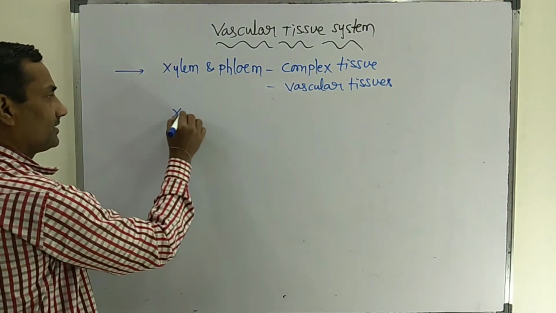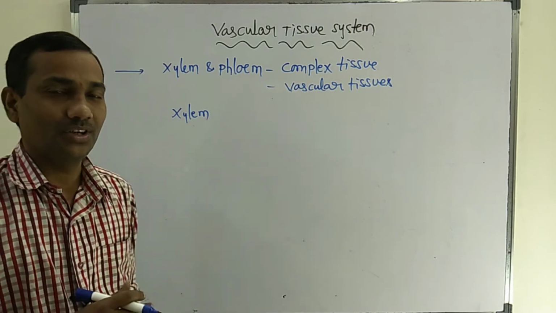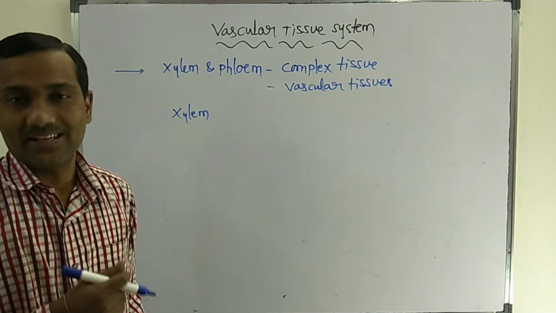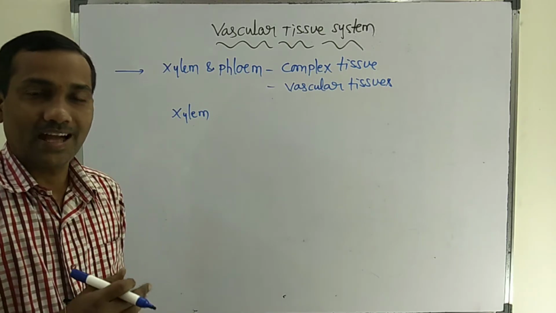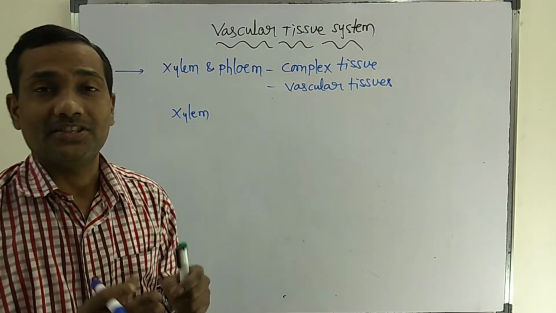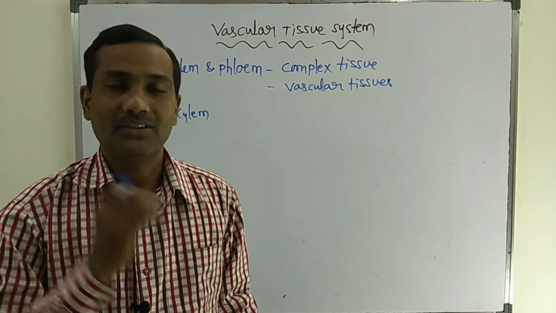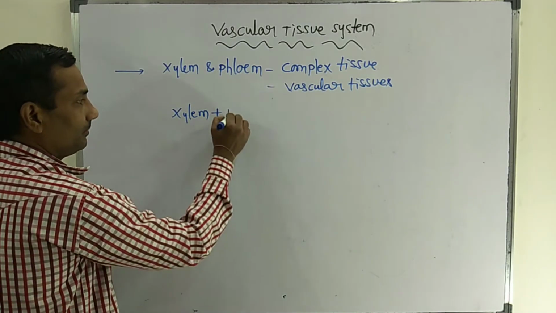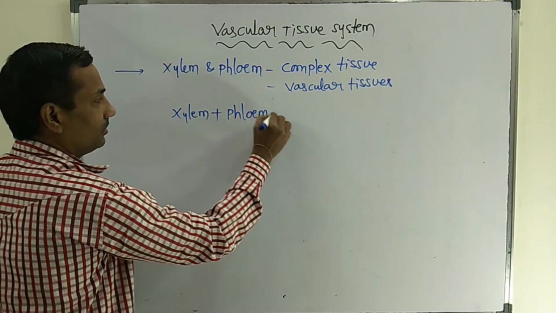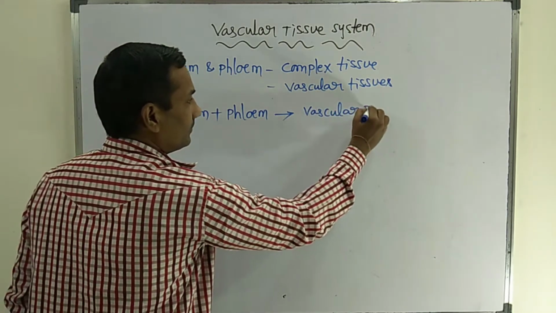In higher plants, especially from pteridophytes onwards, you can find vascular tissues. Pteridophytes, gymnosperms, angiosperms. The vascular tissues are xylem and phloem. They form a specialized structure that is known as a vascular bundle. Xylem tissue and phloem tissue together form vascular bundles.